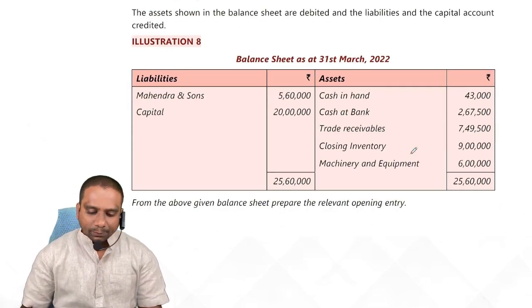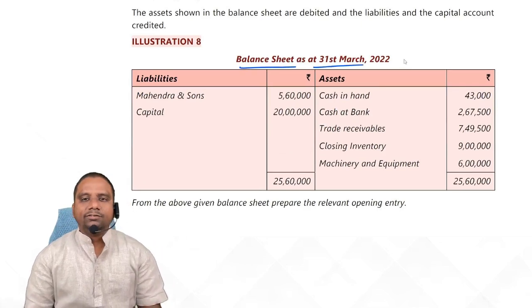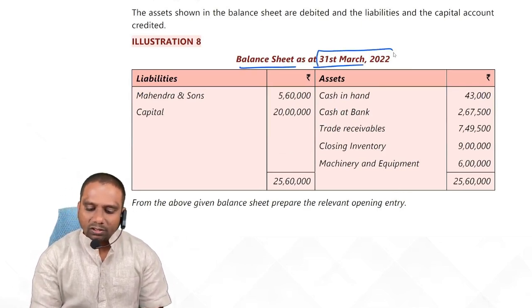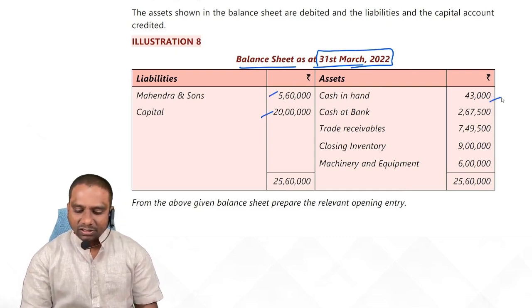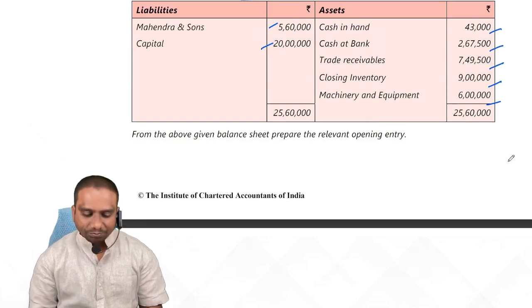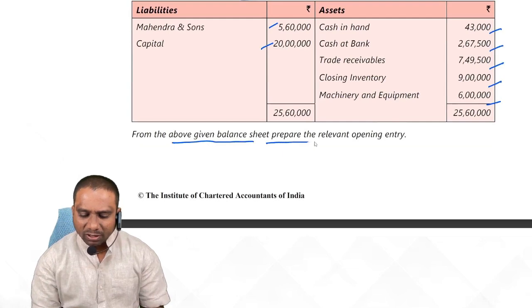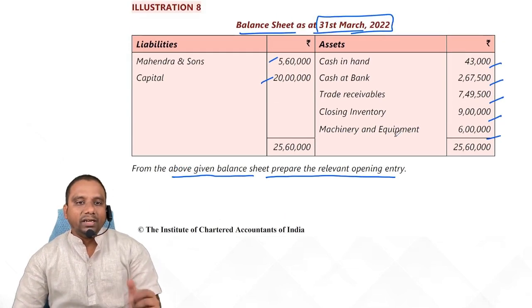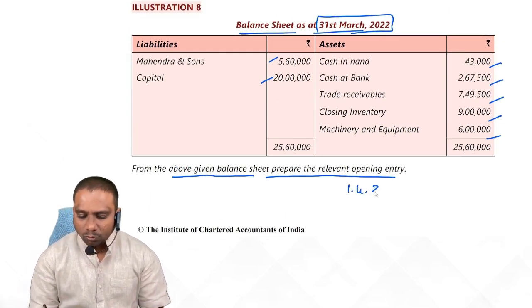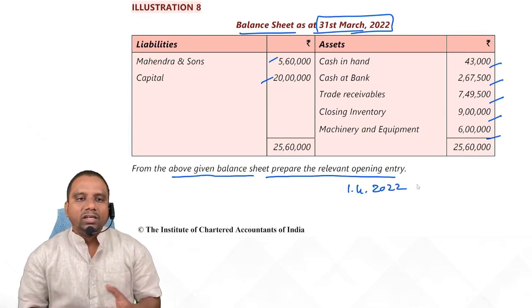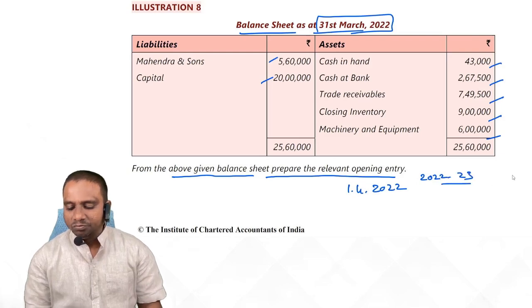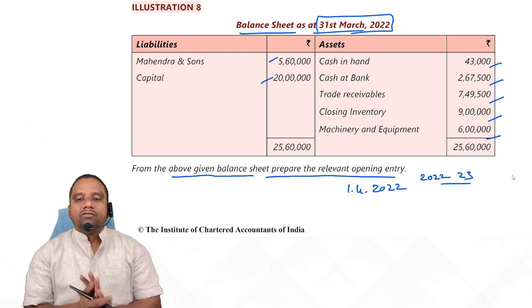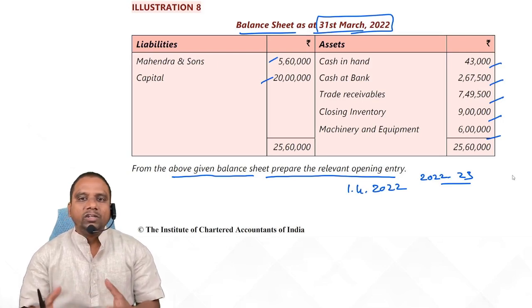Take illustration 8. They are giving the balance sheet as at 31st March 2022. Look at the dates. Mahindra and Sons capital, cash in hand, cash at bank, trade receivable, inventory, machinery and equipment. From the above given balance sheet, prepare the relevant opening entry. They are asking for the opening entry. So on 1/4/2022 we open a new set of books for the financial year 22-23. Yes or no, students?